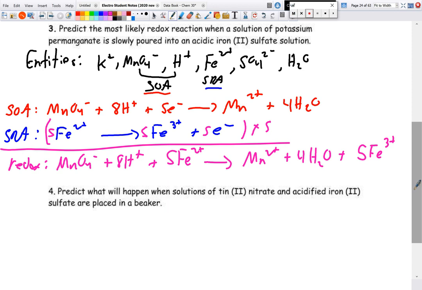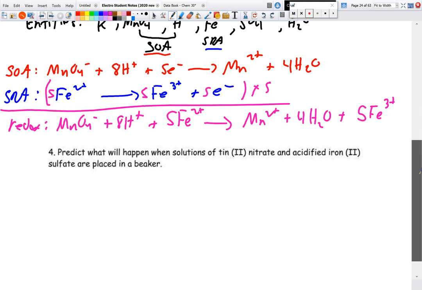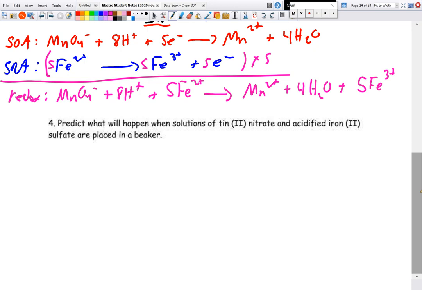Now, same thing with 4. This right here, we have what will happen if tin 2 nitrate and acidified iron 2 sulfate are placed into a beaker. So if you want to fast forward and just look at the reaction, or pause it and try this one, please go for it as well. But this is just another one of those ones I am going to go over just because it can be a little tricky.